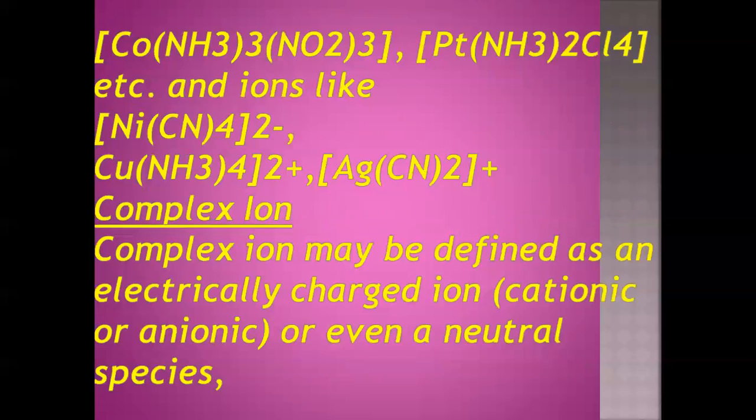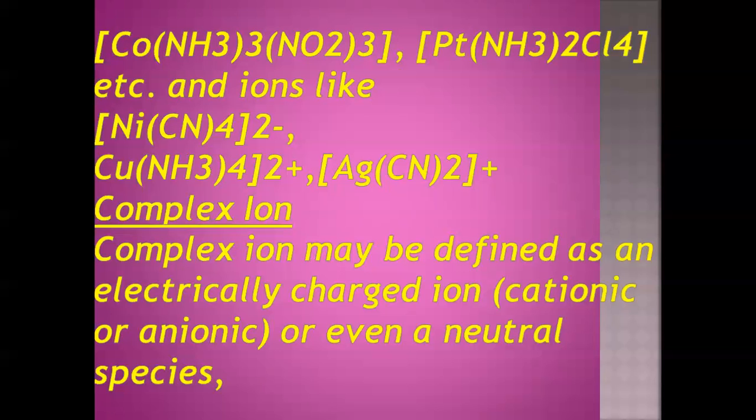Here also, in all these compounds or ions, a similar situation is there. Here, cobalt is the acceptor, and these two are donors of electron pairs, and they will form bonds called coordinate covalent bonds. Here, cobalt can form 3 plus 3, 6 such bonds. Platinum can form 2 plus 4, 6. Nickel can form 4 coordinate covalent bonds. This can form again 4, is forming 2 coordinate covalent bonds.